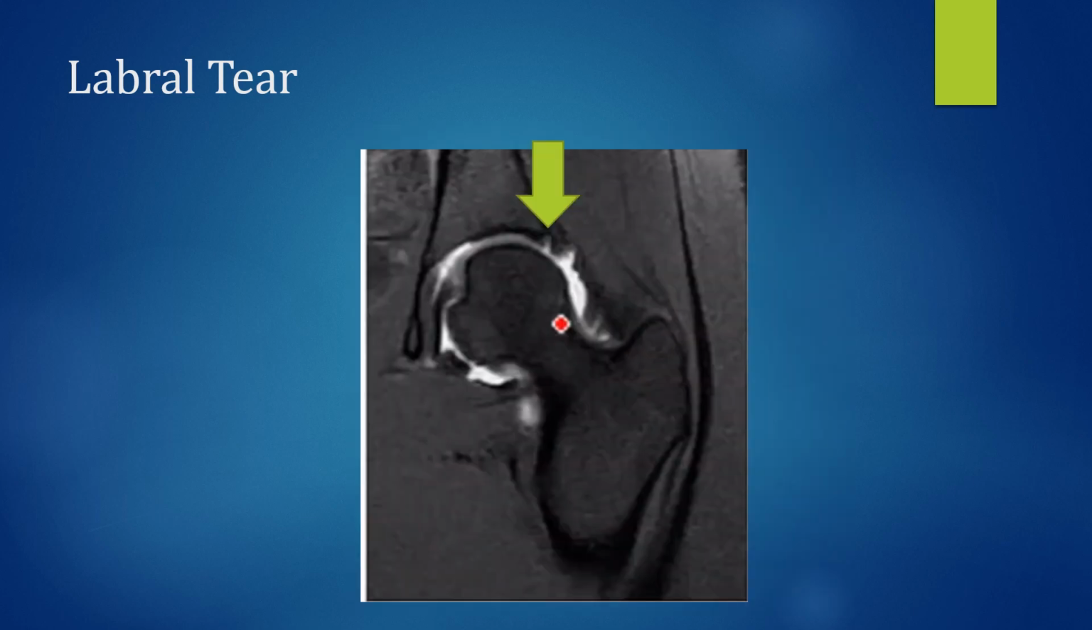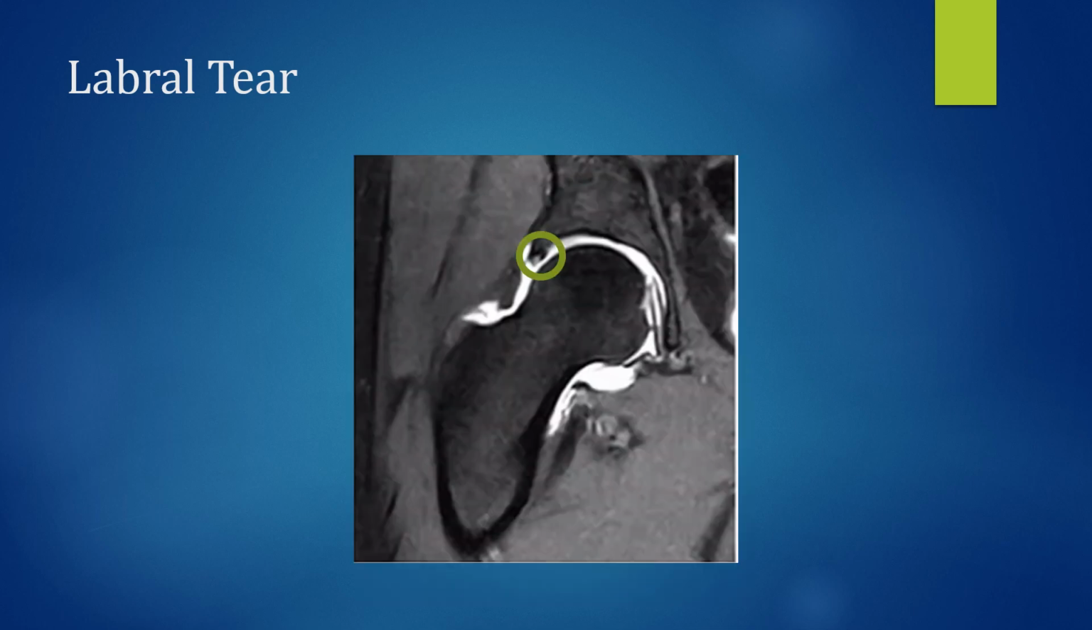This is an example of a labral tear on MRI. The blue arrow or the yellow arrow is pointing to the labral tear just off the acetabular lip that appears to be a white streak extending superiorly.